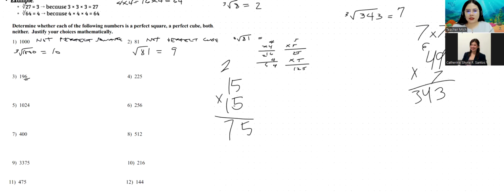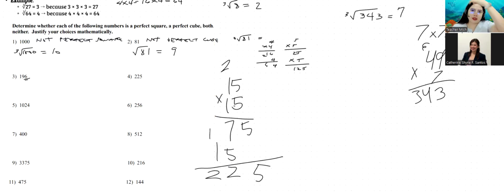Okay, the next one here. 1 times 5. 5. You put it below 7. Okay, next one is 1 times 1. 1. Okay, 1. Then you add them. Okay, so that is a perfect square, Kate.